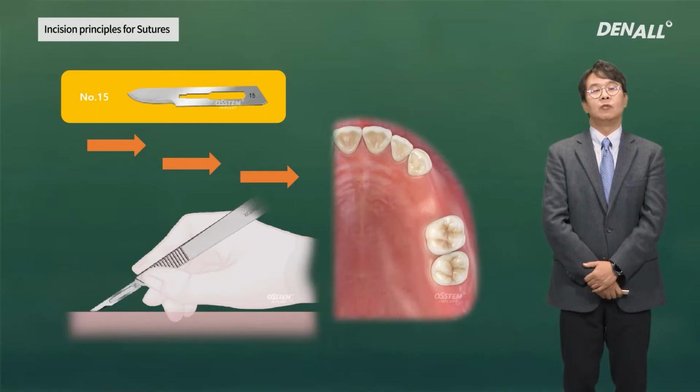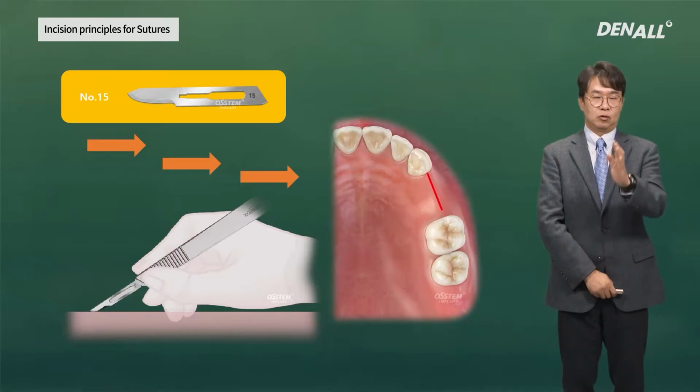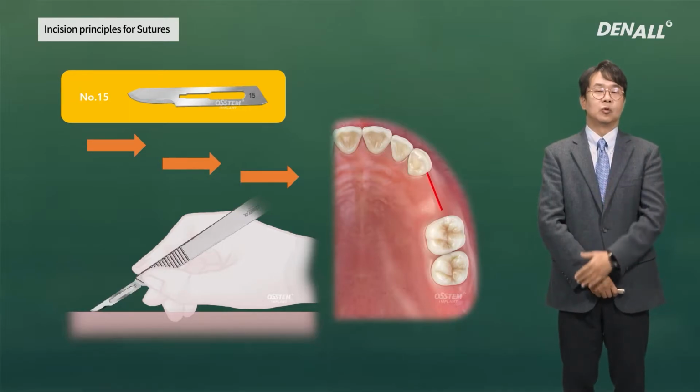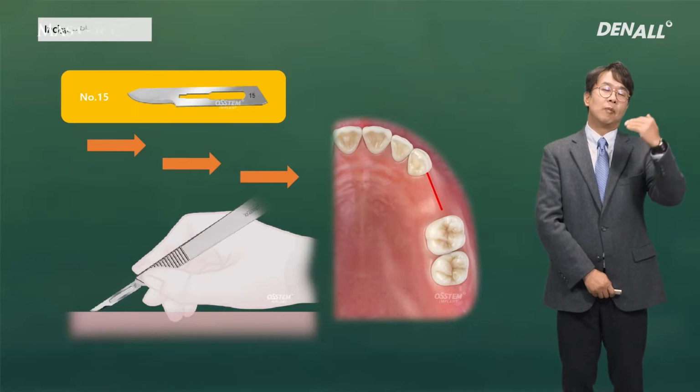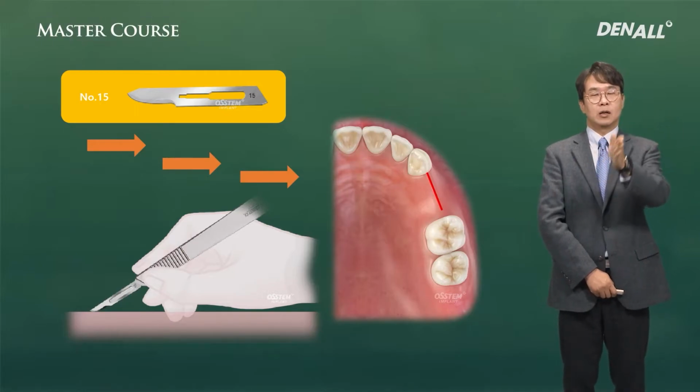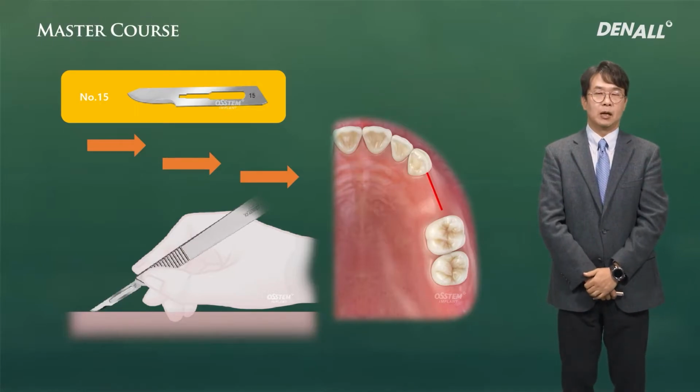So there is an edentulous area. The incision is made like that, and the blade should be pulled toward you. If I'm at the mesial side, the blade should move mesially.